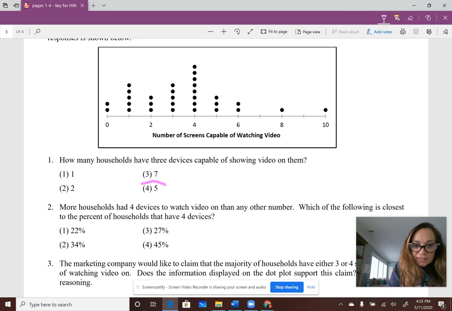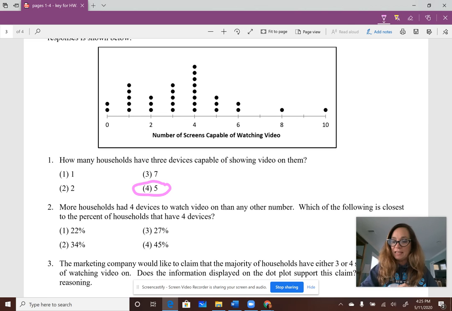Now, when you see dot plots, normally 1 dot represents 1 data point, but sometimes on the side you'll see a key that says like 1 dot represents 2. So just look for that. It doesn't happen often, but just be aware that that could happen.